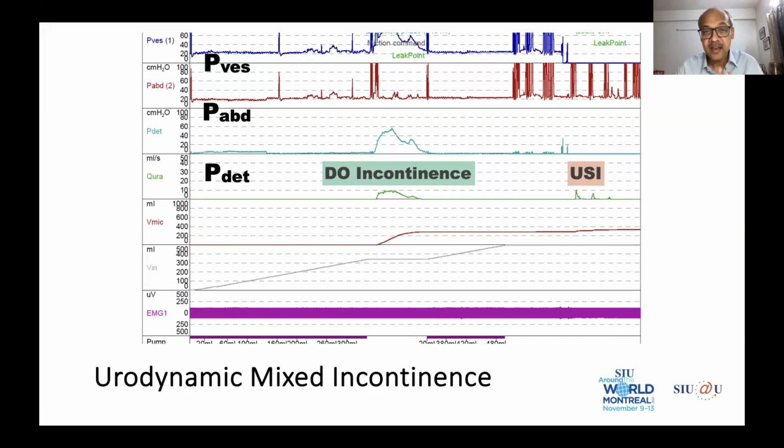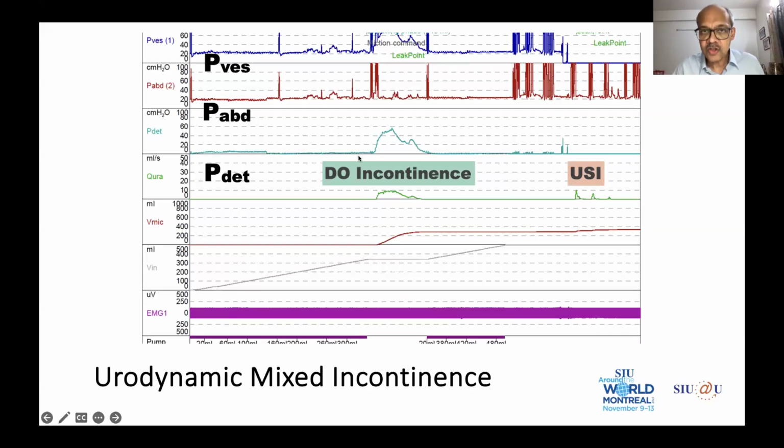So women will say, I got an urgent feeling and I flooded my clothes. So that's classical of urgency incontinence, but stress incontinence, they'll almost never give you that history. The second is you can see it's prolonged. So you can see it goes on for a long period of time. Stress incontinence usually doesn't happen that way. The incontinence happens as a spurt at the time of rise in abdominal pressure.